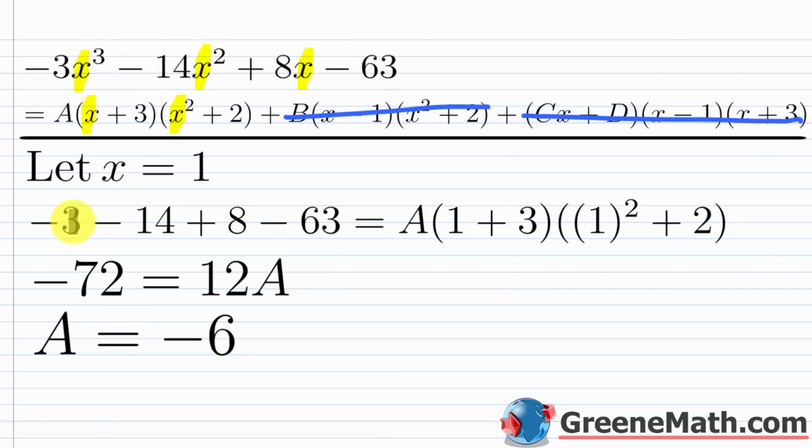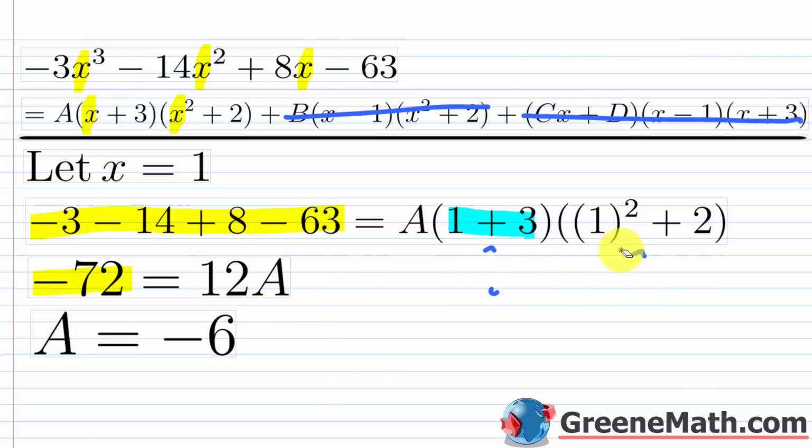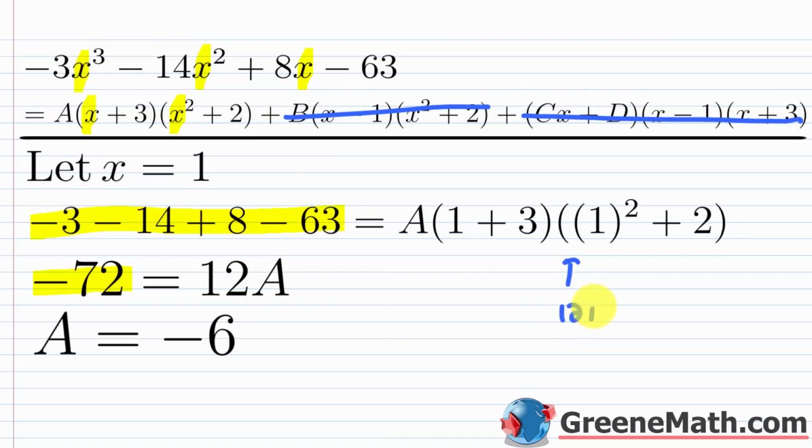So what you're going to have is negative 3 minus 14 plus 8 minus 63 is equal to your a times 1 plus 3, and then times this, you'd have 1 squared plus 2. Well, again, if you punch this part right here into the calculator, you're going to get negative 72. And then for this one right here, very easy to simplify. 1 plus 3 is going to be 4. Let me write that above, or actually let me just arrow to it below. This right here, 1 squared, is going to be 1 plus 2 is going to be 3. Well, essentially, you're going to have 4 times 3, which is 12. So the right side here is going to be 12a. Let me actually just do this off to the side. I don't want anybody to be lost. This right here is going to turn into 12a. And so this is where we're getting this from right there.